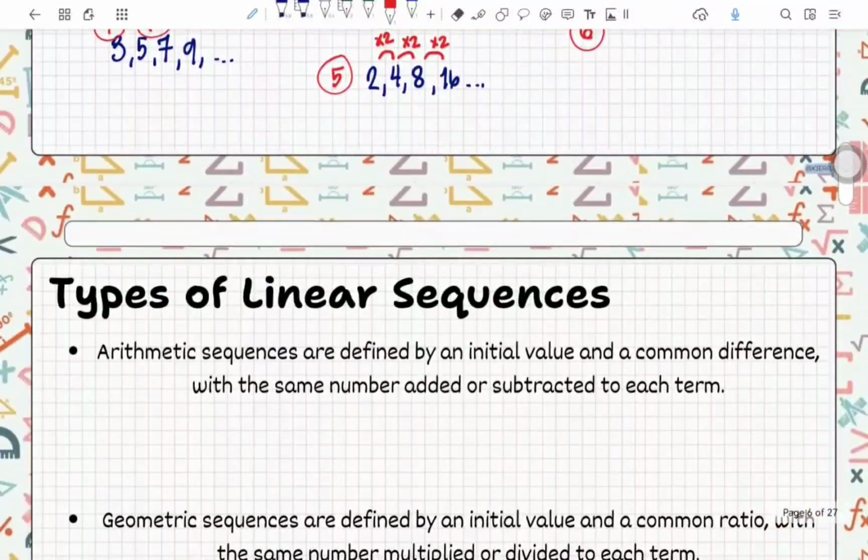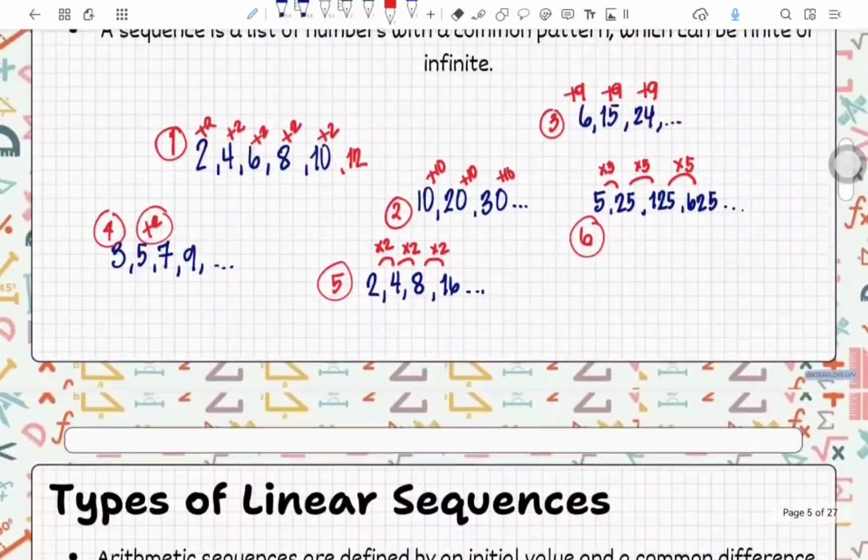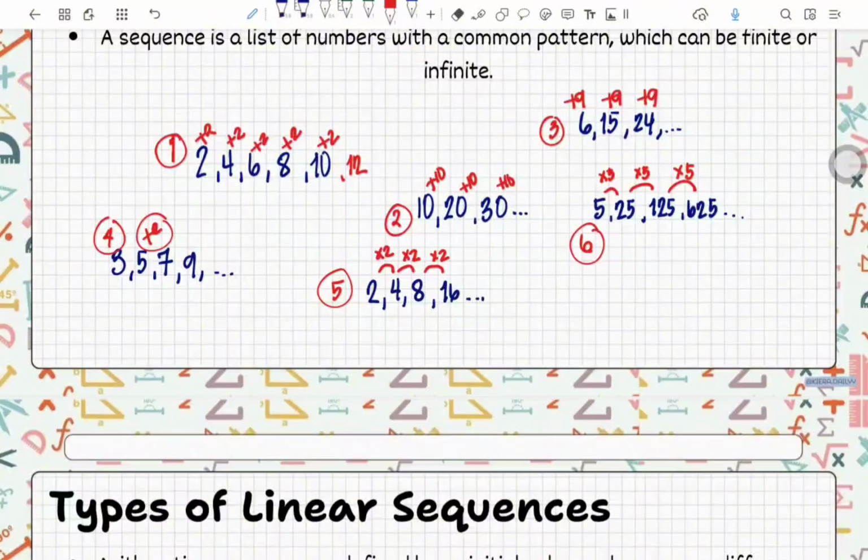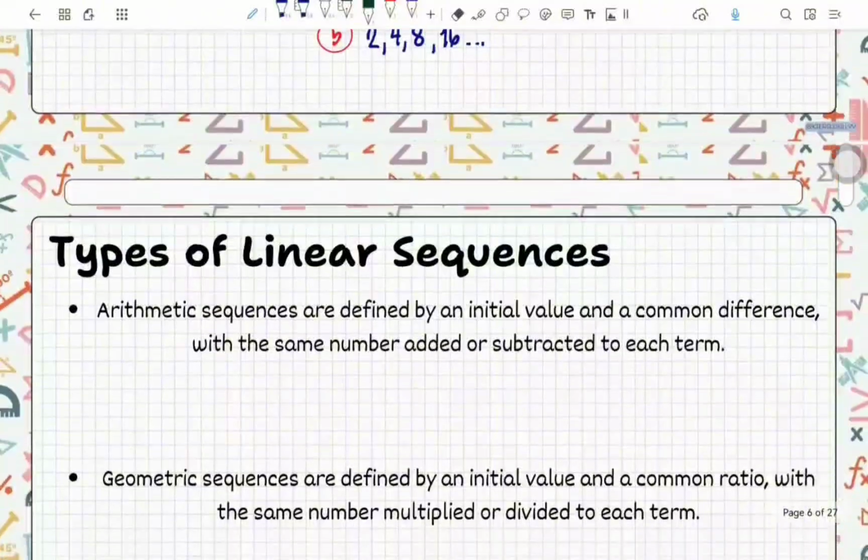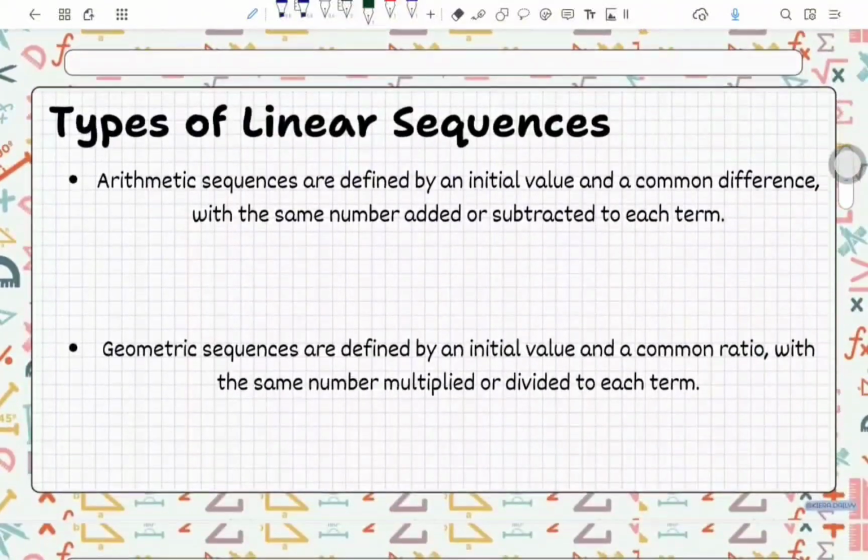So let's look at the types of linear sequences. As you can see, we have plus and we also have times. Plus can also be minus: we have a pattern here that is minus 2, minus 2, minus 2, minus 2. That's another pattern. Same here, divided by 5, divided by 5, divided by 5. So there is a pattern as well for division and subtraction.